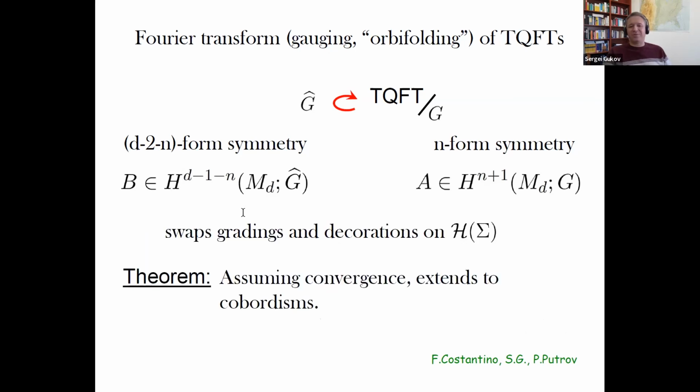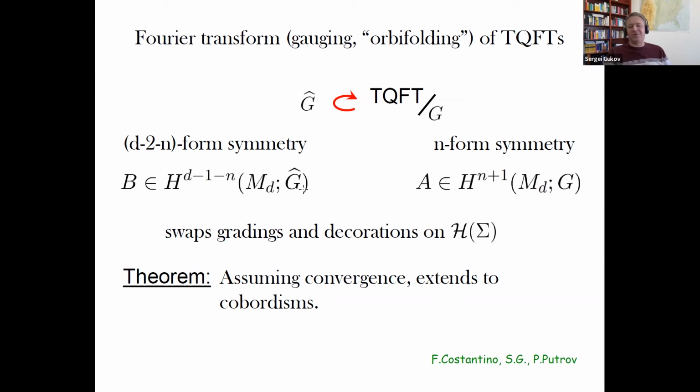At the level of Hilbert spaces, we already saw what should happen, namely we should swap the gradings and decorations. We saw it in a particular example of BCGP and Z-hat, but this is actually true of any theories related by this discrete Fourier transform. And a theorem, which is perhaps the most non-trivial part of the statement that we prove in a paper with Francois and Pavel, is that you can extend this to cobordisms. For example, if G is finite, this does not require any assumptions.